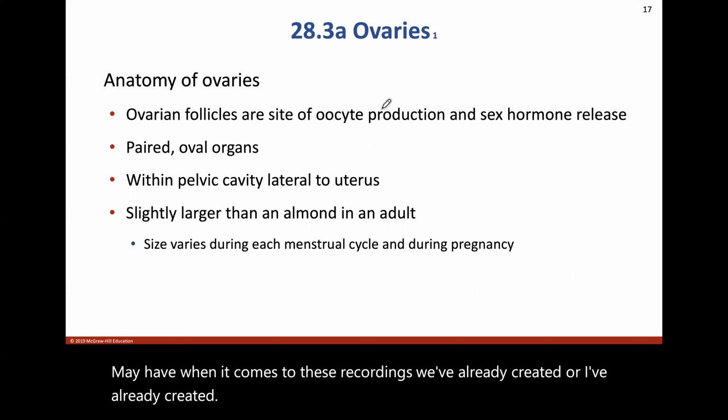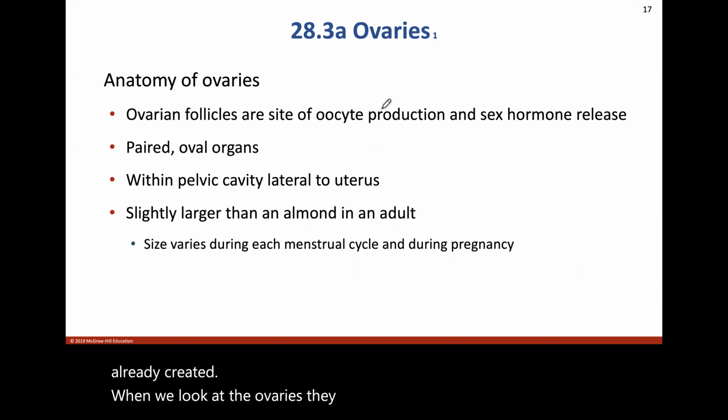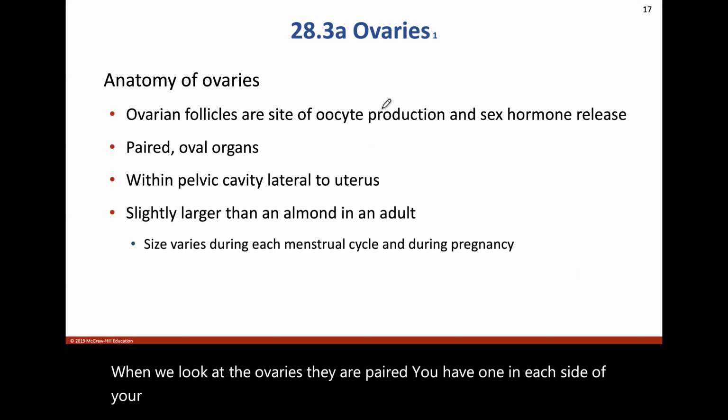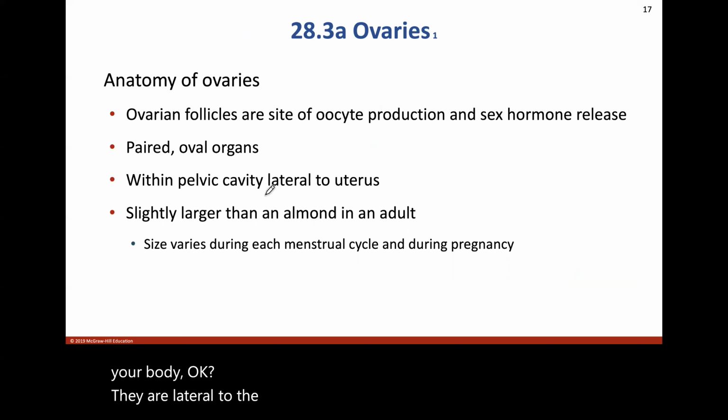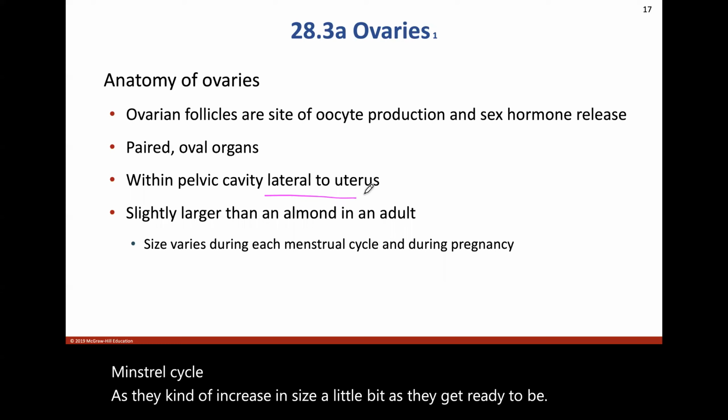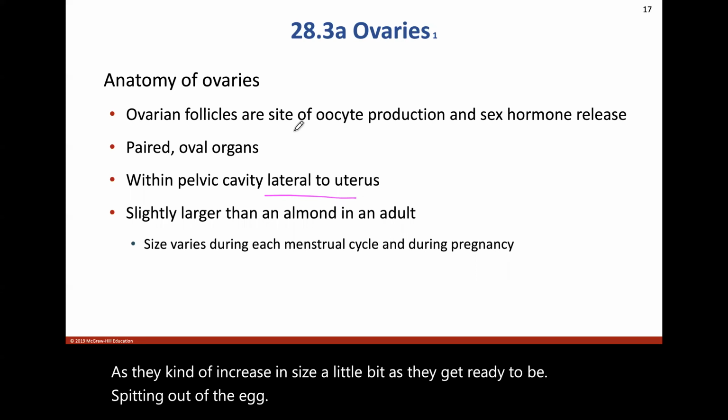When we look at the ovaries, they are paired. You have one on each side of your body. They are lateral to the uterus. And they can vary during the course of your menstrual cycle, as they increase in size a little bit as they get ready to release the egg. But what is the ovary?